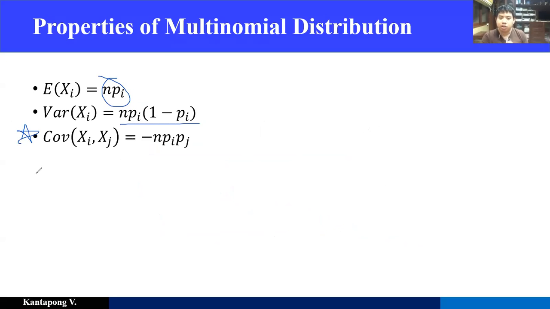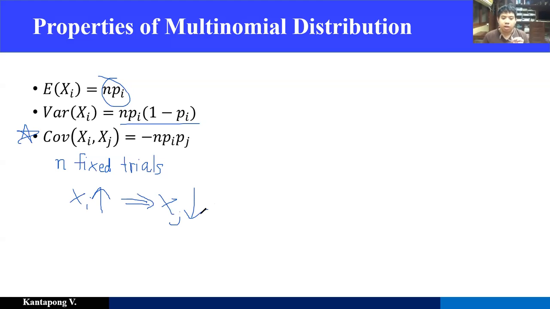What does it mean? Intuitively, we have n fixed trials, right? So if Xi occurs too much, because we have fixed trials, Xi occurs most of the time, so Xj, where j is not equal to i, will reduce. The number of trials will reduce. You can look at the formal proof in the textbook, but this is the intuition to see why the covariance is negative.